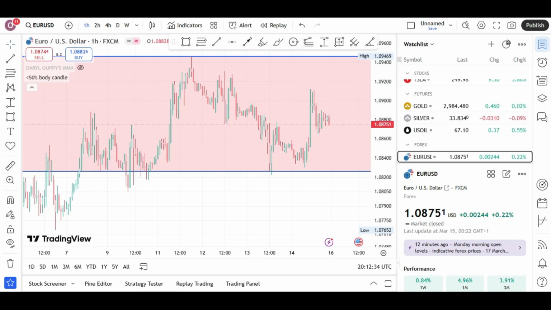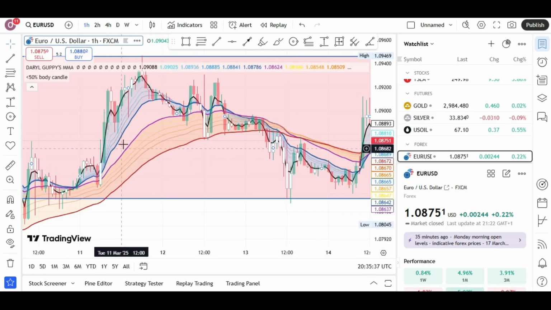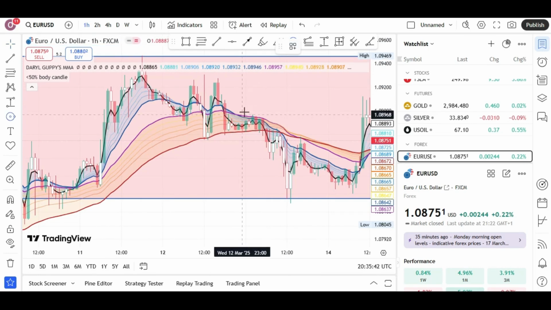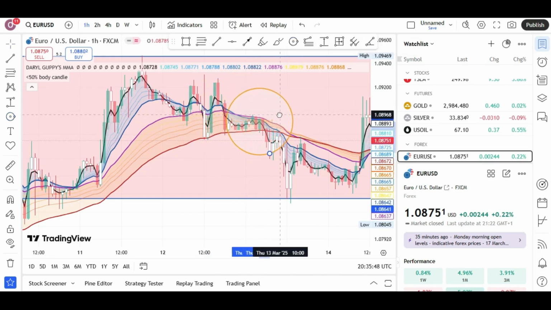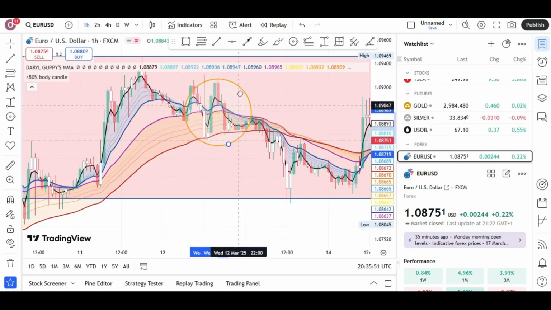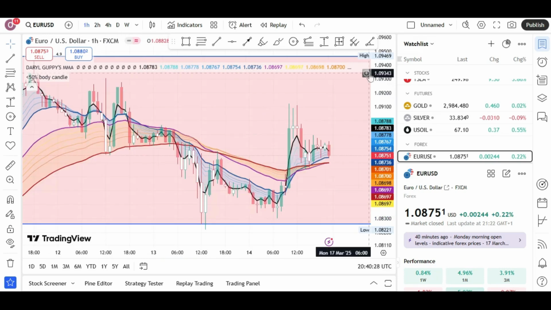So with the aid of this daily Kubi indicator, it will help us to determine the strength of the market, the area of consolidation, like this place, the area of ranging, like this place, and like I said, it also helps us to determine the strength of the trend. Now we have to get the measuring done.